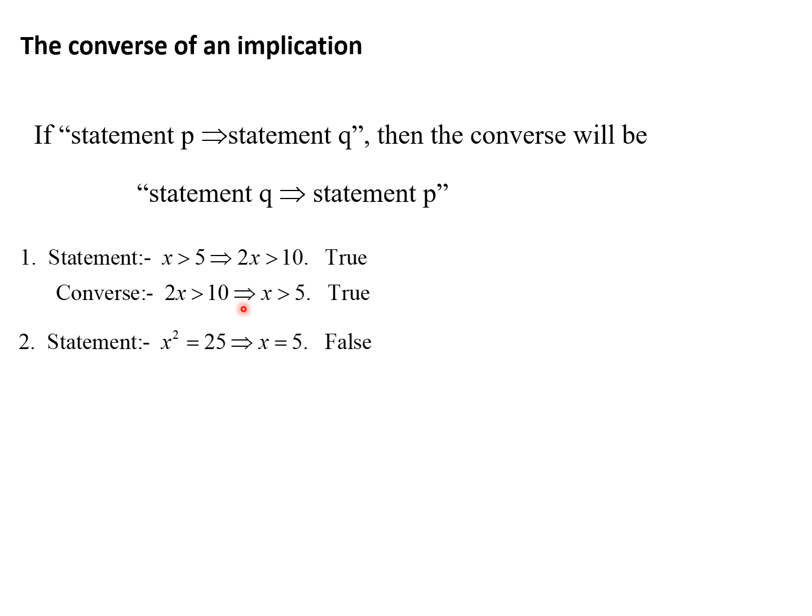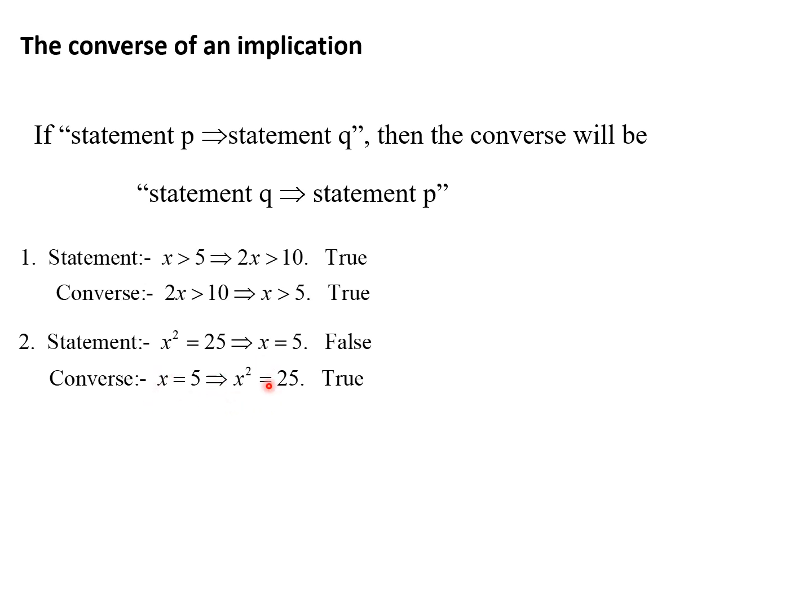Next statement, the same statement as the previous slide. If x squared is 25, then x equals 5. The converse of this statement would be, if x equals 5, then x squared equals 25. But writing a converse can at times change the truth of the statement. It can be true or false. It can swap the truth of a statement. So please pay attention.